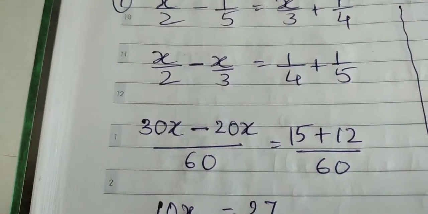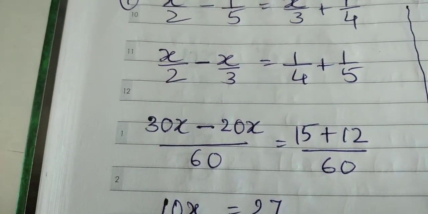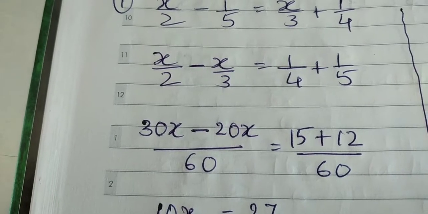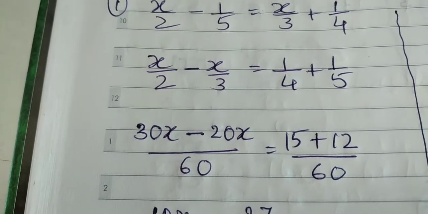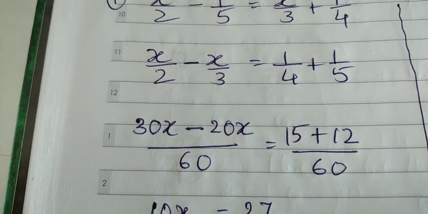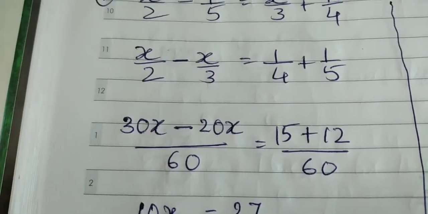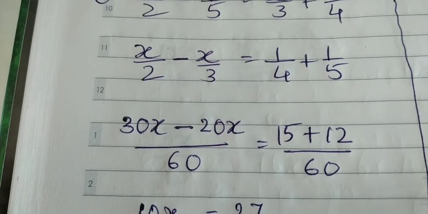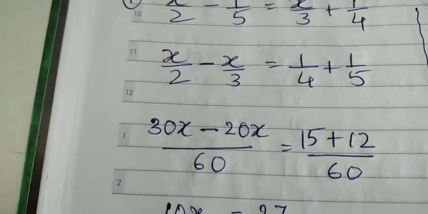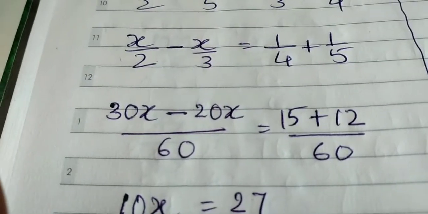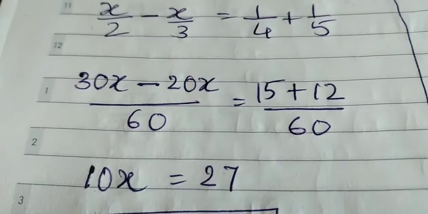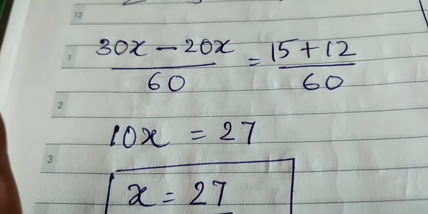In place of x by 2 it is going to be 30x upon 60 minus 20x upon 60 is equal to 1 by 4. In place of 1 by 4 it is 15 by 60, and 1 by 5 is 12 by 60. So 30x minus 20x upon 60 is equal to 15 plus 12 upon 60.